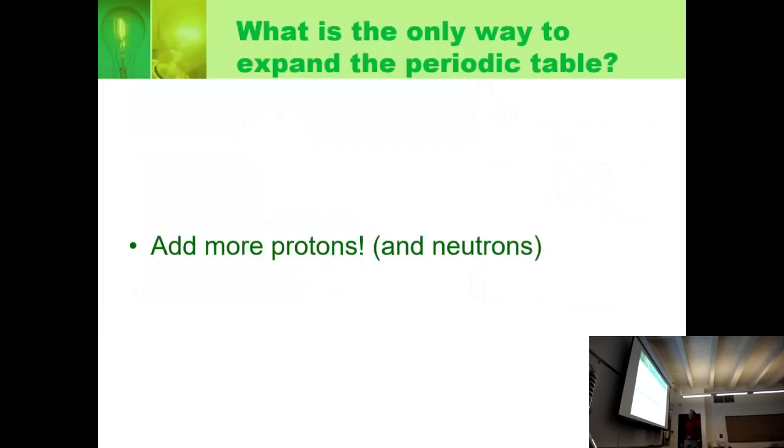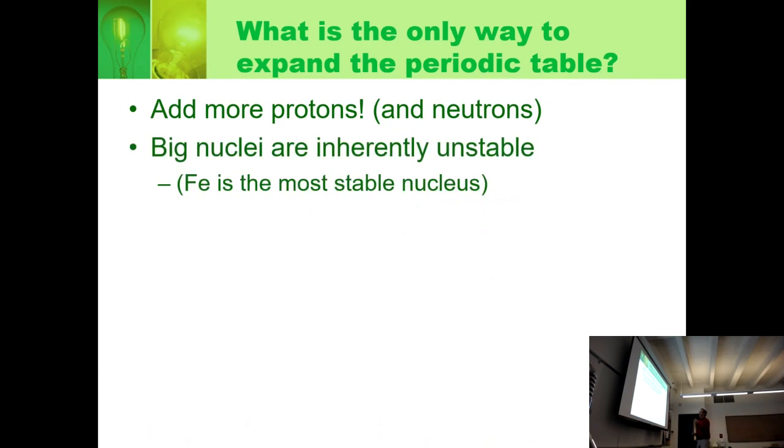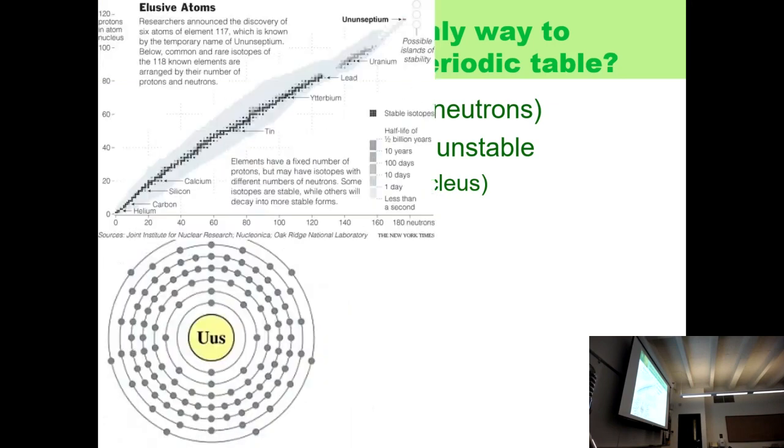So the only way to expand the periodic table, you can't have negative protons. You can't have in-between protons. The only way to expand it, to have new elements, is to add protons. And the thing is, once you get to a certain point, you've got like 100 protons together in a small space. They don't like each other, they repel. And so it's hard to hold them together. They're inherently unstable. And actually, iron is the most stable nucleus, which is, I think, interesting because you'll see it's central to the story of the world from dust. It's also the most stable.